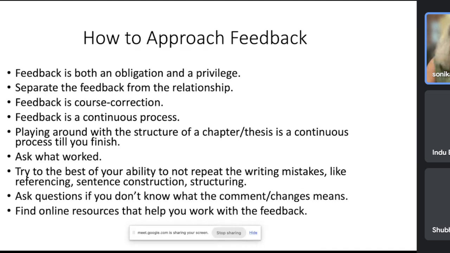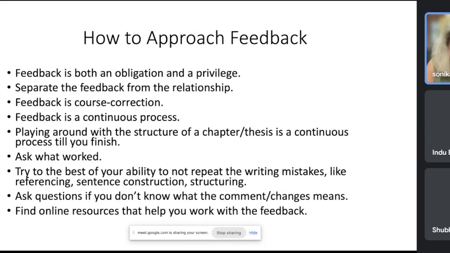So it's an obligation for your supervisor. Therefore, it is also your right to demand feedback. If your supervisor takes time to give feedback, then you must respect your supervisor's time and build in enough time, so that if you've given a chapter or a piece of writing, it might not come back to you as quickly as you want. But work with the timelines of your supervisor. And similarly, your supervisor should also respect your timelines.